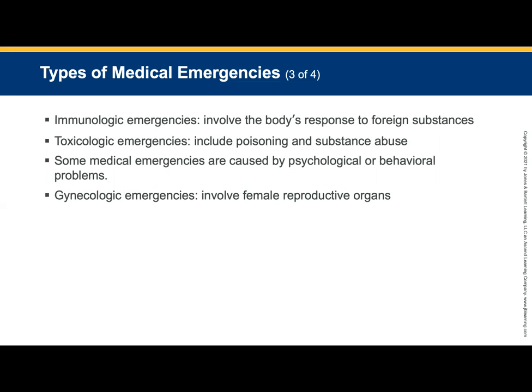So immunological emergencies involve the body's response to foreign substances. Toxicology includes poison and substance abuse. So what have we gone over that we can use for a toxicologic emergency? There are two things that I'm trying to look for. What can we use as EMT basics? Can somebody tell me?